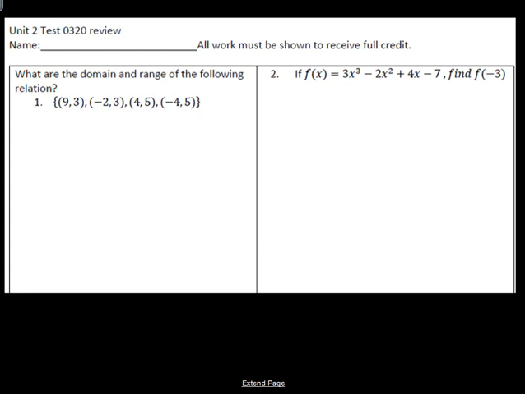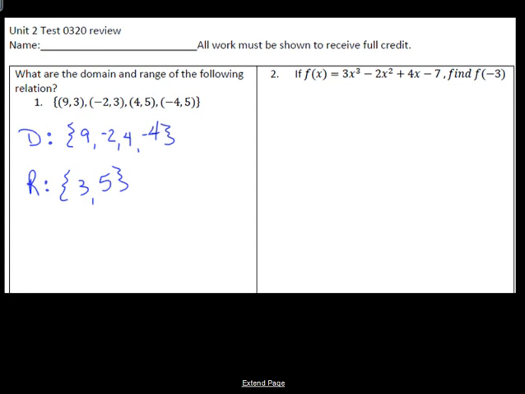The domain is all the x values. So it's going to be 9, negative 2, 4, and negative 4. My range are all the y values. So I have 3 and I have 5. If they've been repeated, do not write them over and over.